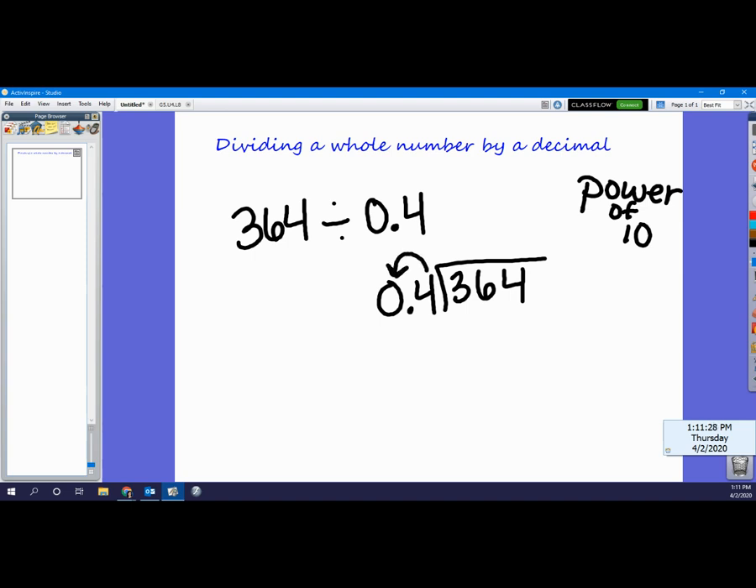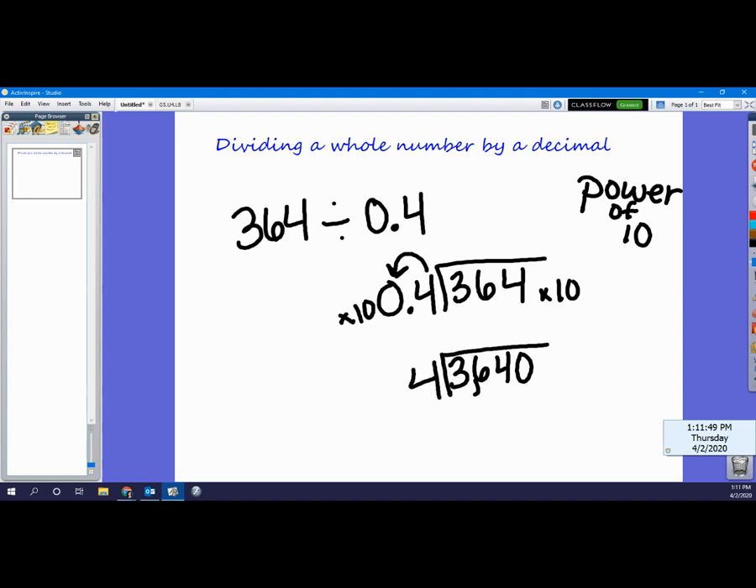So it needs to shift one place. So we're going to multiply both numbers times 10 and times 10. So we'll have 364 times 10 gives us 3,640 divided by 4.